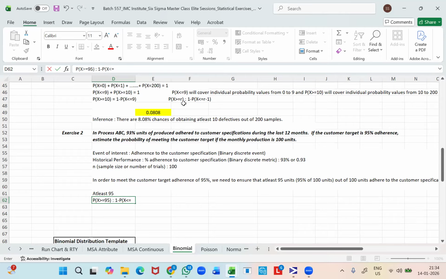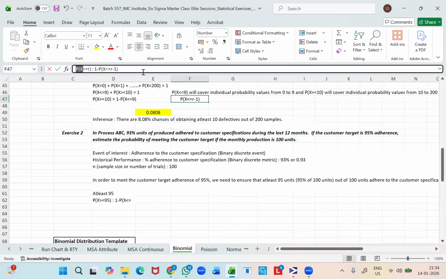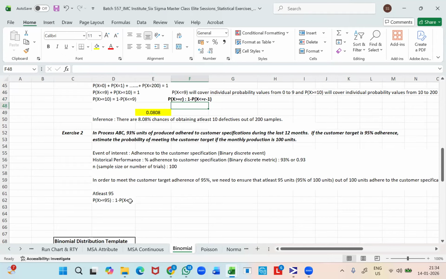1 minus P of X. You can use this particular notation that I have given here, right? This is the standard notation. So P of X greater than or equal to r can be rewritten as 1 minus P of x less than or equal to r minus 1. Here we are talking about P of x greater than or equal to 95, which can be rewritten as 1 minus P of x less than or equal to 94.